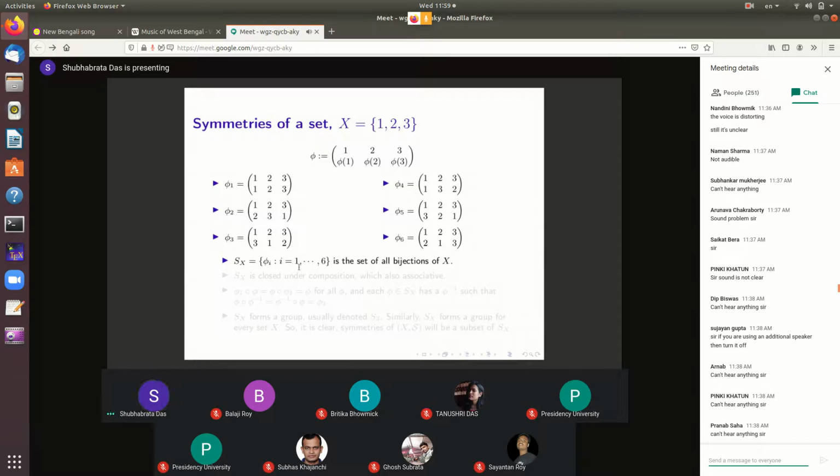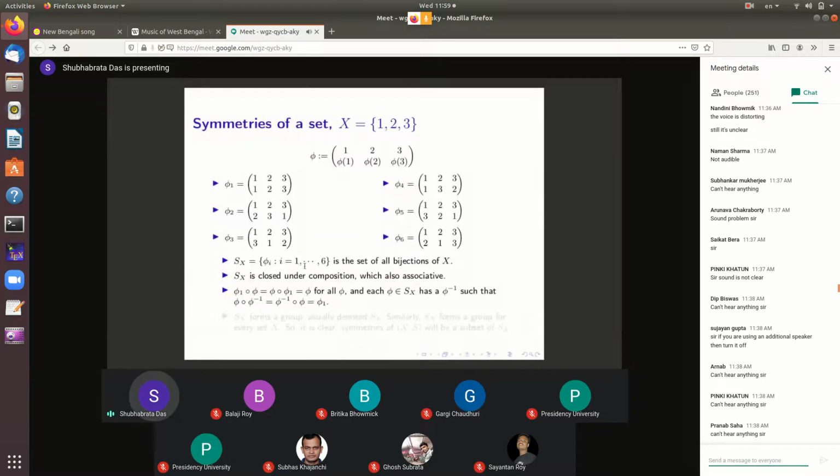Similarly for phi 3. So these are all very familiar things, I think, for all of you, and I will spend less time on this now. I call this collection, this set of all these transformations, by this notation S3. This is also pretty standard.